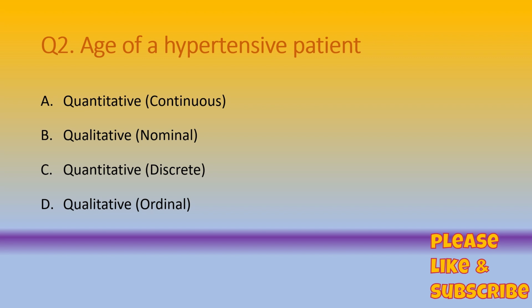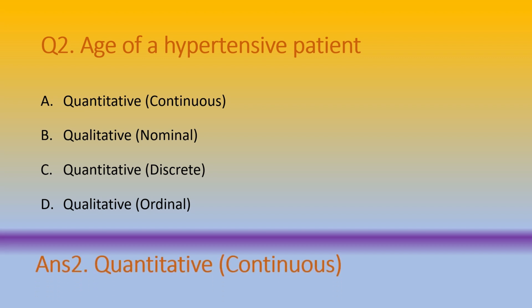Question 2. Age of a hypertensive patient. Option A, quantitative continuous. Option B, qualitative nominal. Option C, quantitative discrete. Option D, qualitative ordinal. The answer is question 2, quantitative continuous.